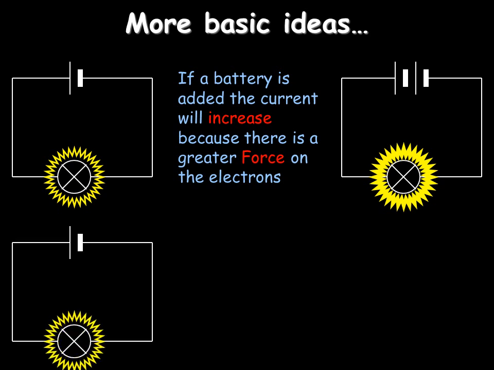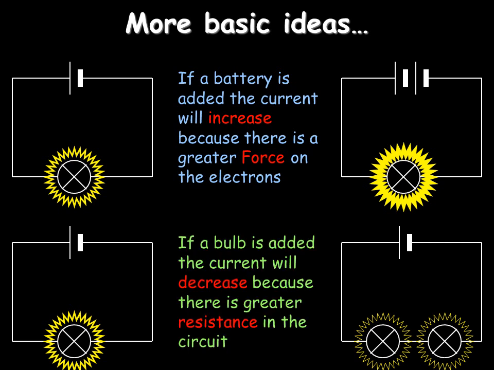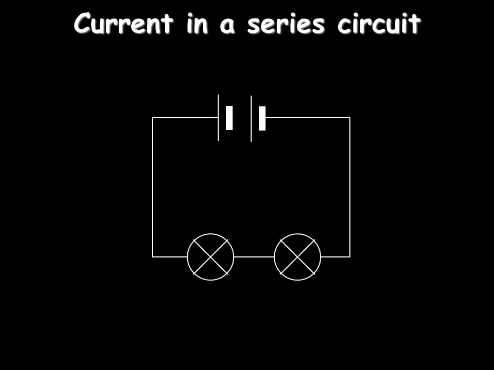What happens if you add more than one bulb then? If you've got two bulbs in series, and a series circuit means it's all in one loop, then the current has got to go through two bulbs. So it's got to share its energy out between the two. It sees what's called more resistance, and that resistance means there's less current. So let's look at that in more detail.